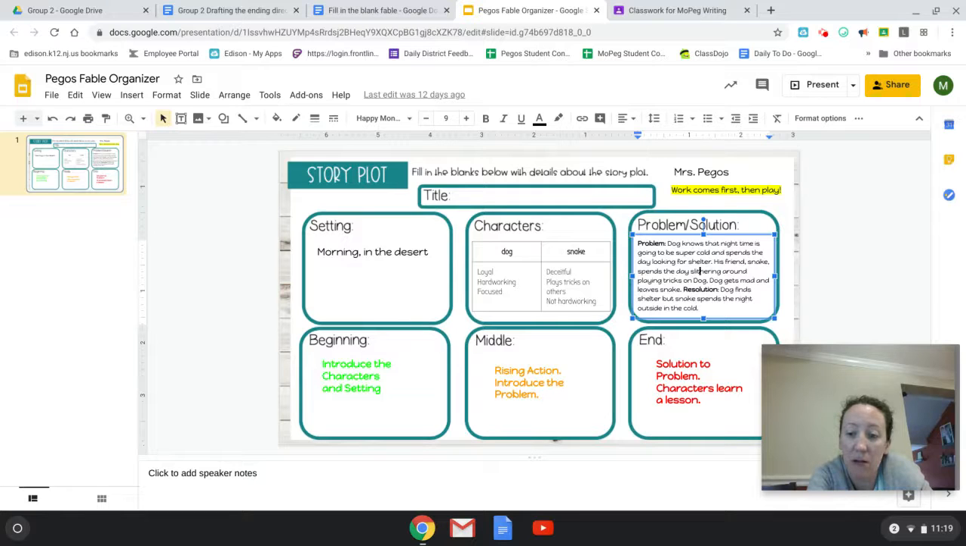All right, so now we're going to focus on the resolution. The resolution is the solution or the ending. So the solution is that dog finds shelter, but Snake spends the night outside in the cold. So in the beginning, we introduce the character and setting. The middle is that rising action where we introduce the problem.